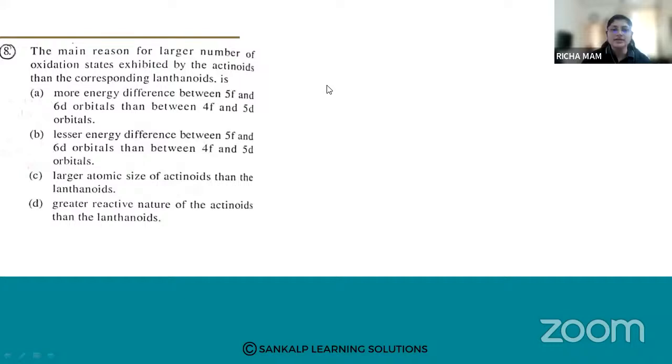So the answer is yes. Sita has also answered it as B. It is B. Okay. Due to the energy, that is, there is lesser energy difference between 5f and 6d orbitals than that of 4f and 5d orbitals.